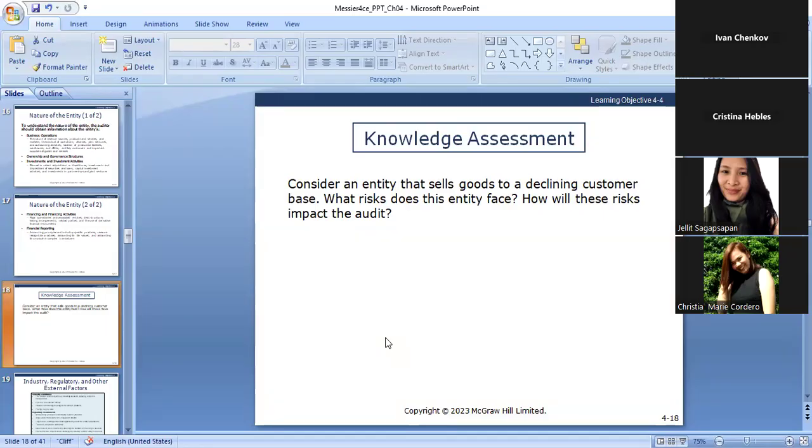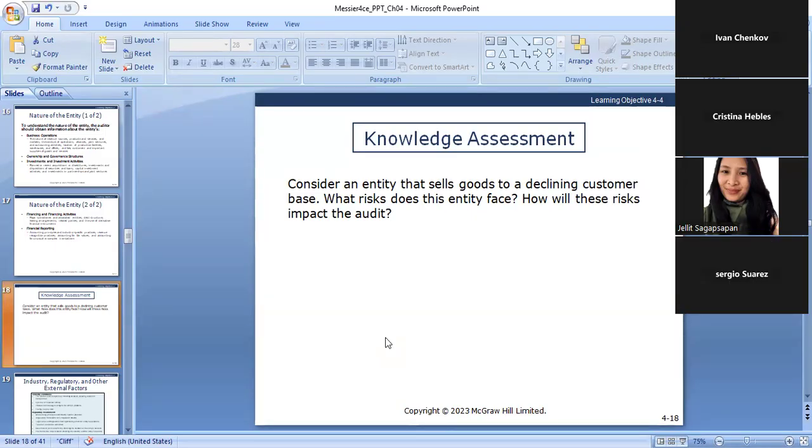I want to see you thinking rather than sitting there and doing nothing. Tell me, what do you think about this? You're working with an entity that sells goods to a declining customer base. What's the risk for the entity? And how are those risks going to impact our audit?